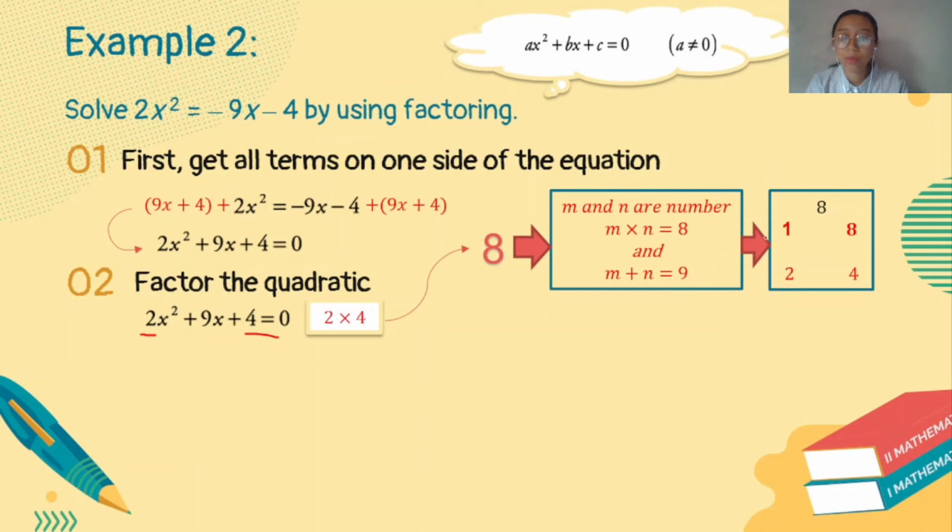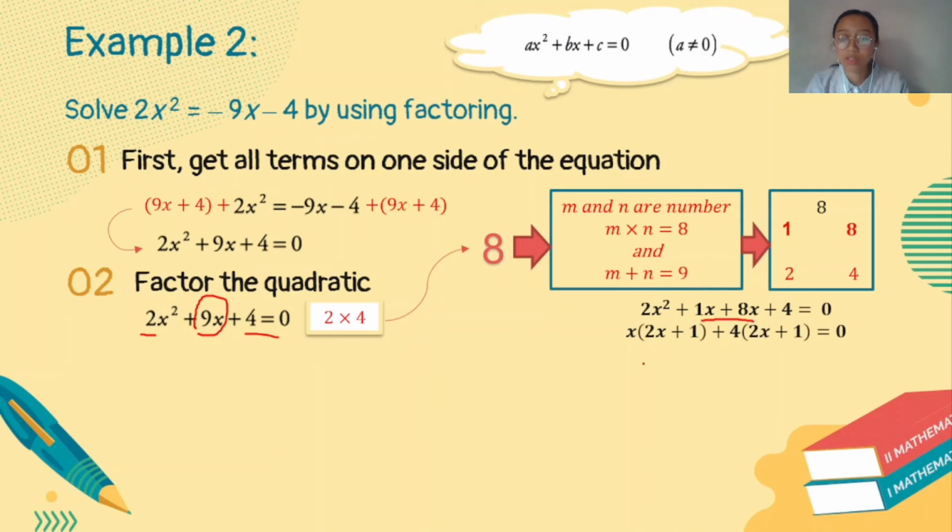Here we have two pairs of numbers which, when we multiply them, equal 8. They are 1 and 8 or 2 and 4. Now we choose the one that, if we add it, equals 9. So the numbers are 1 and 8. So we replace the 9x with 1x plus 8x.